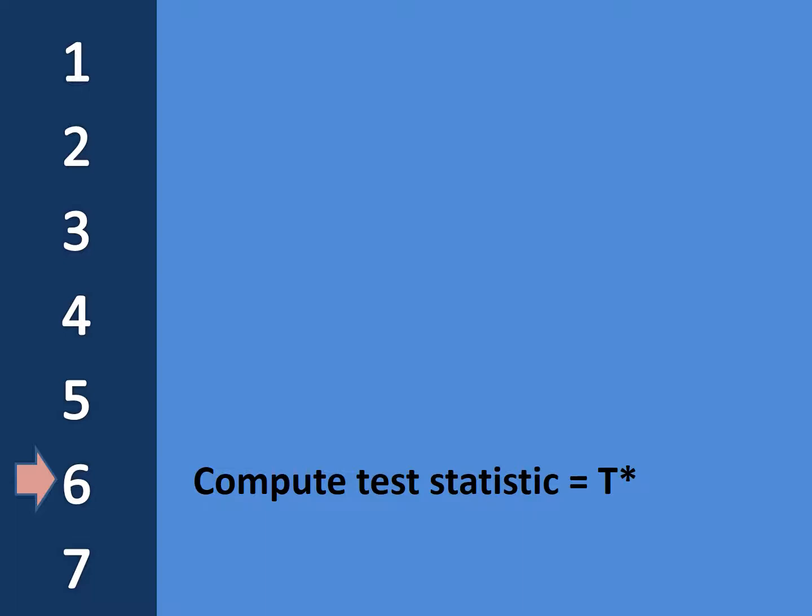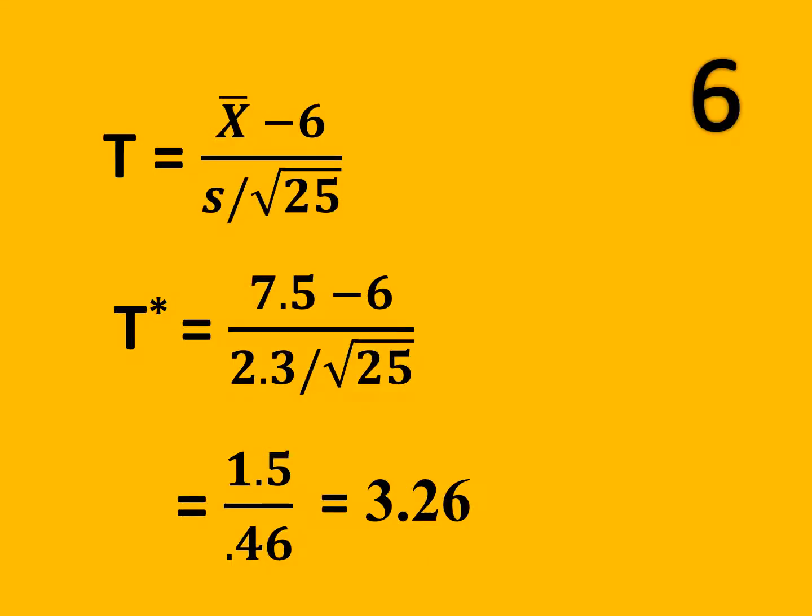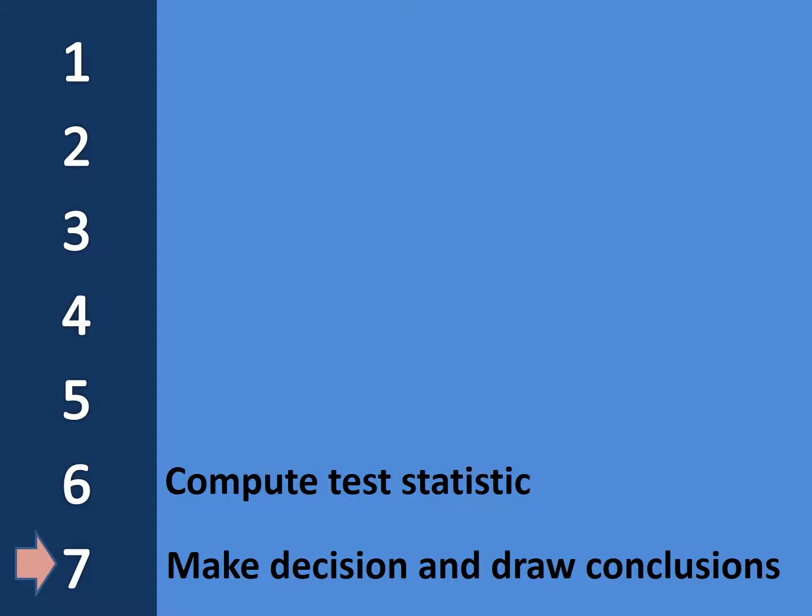Step 6 requires us to compute the value of the test statistic from the observed data. For our example, to distinguish the computed value of t from the variable t itself, we will denote the computed value by t star. To carry out step 6, we simply substitute the values of x bar equal to 7.5 and s equal to 2.3 into the test statistic formula t equals x bar minus 6 divided by s over the square root of n, to obtain the computed value t star equals 7.5 minus 6 divided by 2.3 over the square root of 25, which equals 1.5 divided by 0.46, which equals 3.26. So much for step 6.